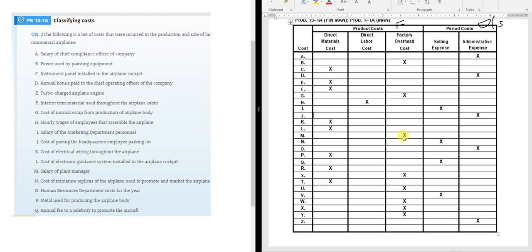Cost of miniature replicas of airplanes used to promote means it's a selling expense. So we have period selling. O, human resource department is administrative, so period administrative. Metal used for producing the airplane body, direct materials. Annual fee to celebrity for promotion, again, so that's a selling cost.